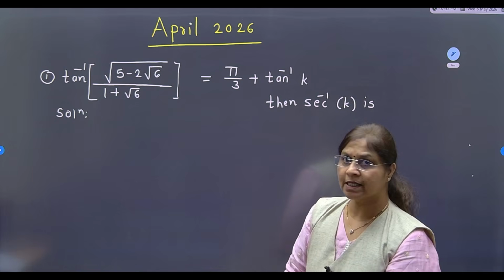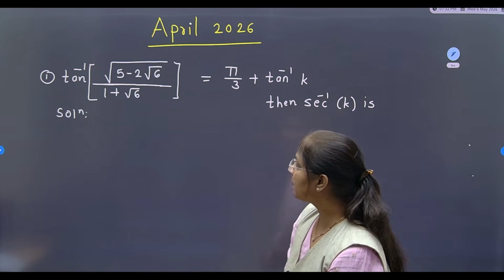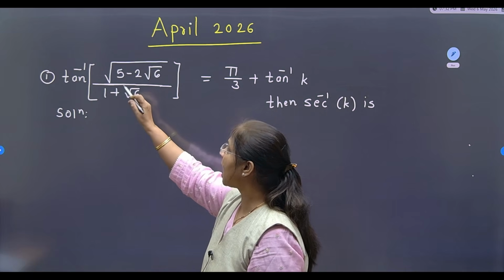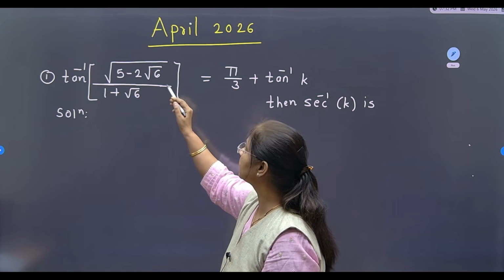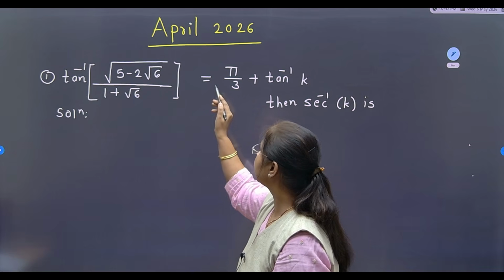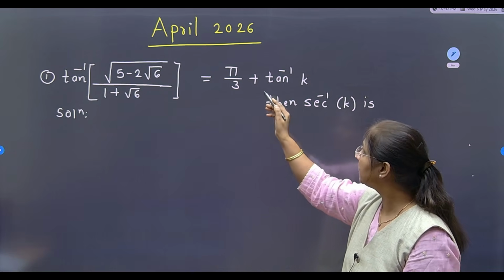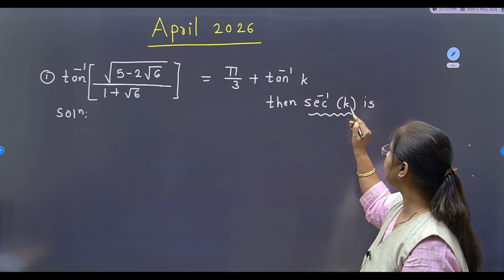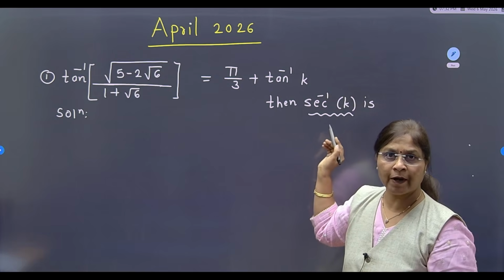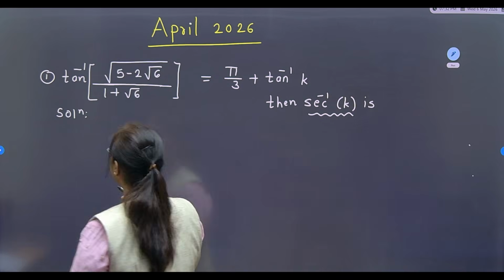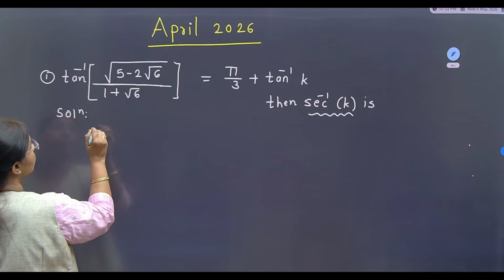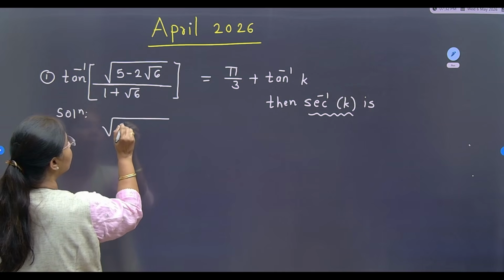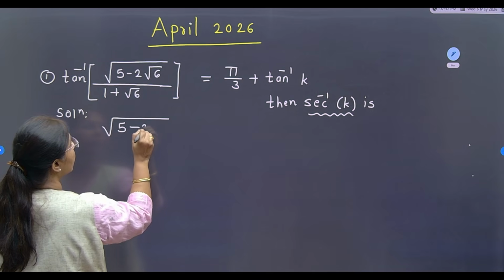April 2026 examples. Example number 1: tan inverse of the square root of (5 minus 2 root 6) upon (1 plus root 6) is equal to pi by 3 plus tan inverse of k. Then the question: sec inverse of k is? Therefore, first we have to find k. The steps are: tan inverse of the square root of 5 minus 2 root 6.